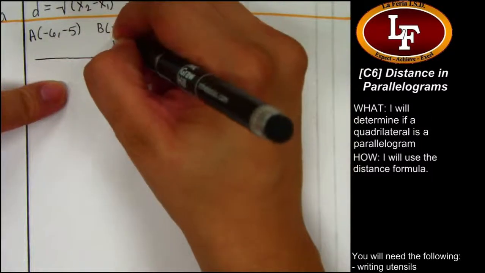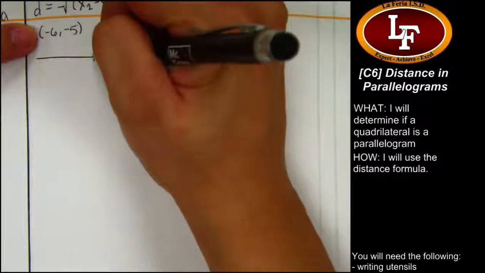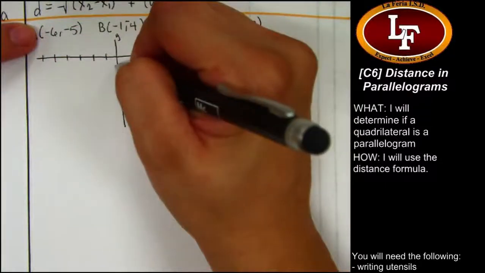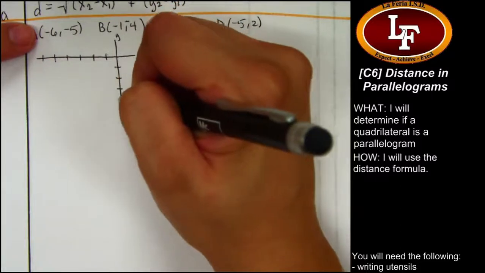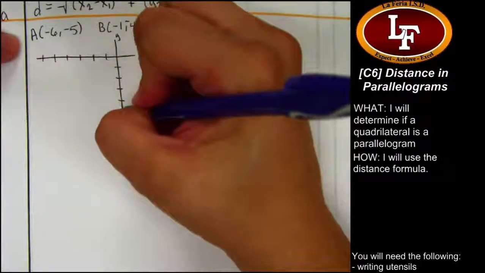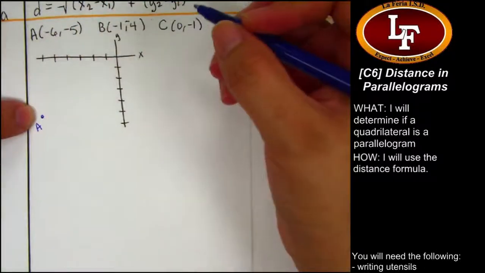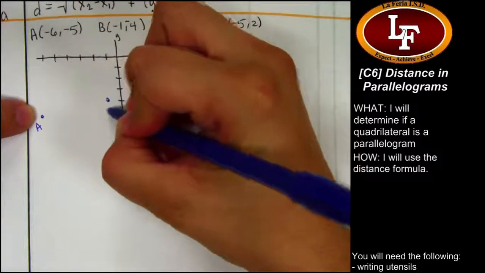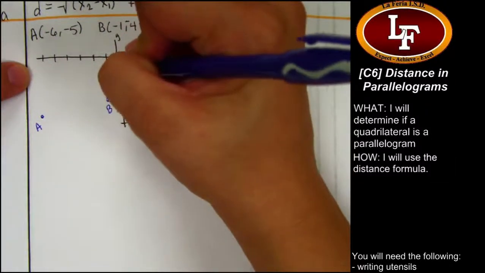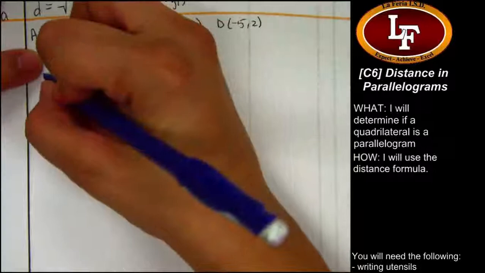I have my x and my y, and it looks like I only go up to -6, so I can make my scale here pretty big. There's 1, 2, 3, 4, 5, and 6. All right, let's go ahead and graph these points. It looks like A is going to be over here at -6, -5. B is at -1, -4. C is at 0, -1. And D is at -5, -2. So right about there.